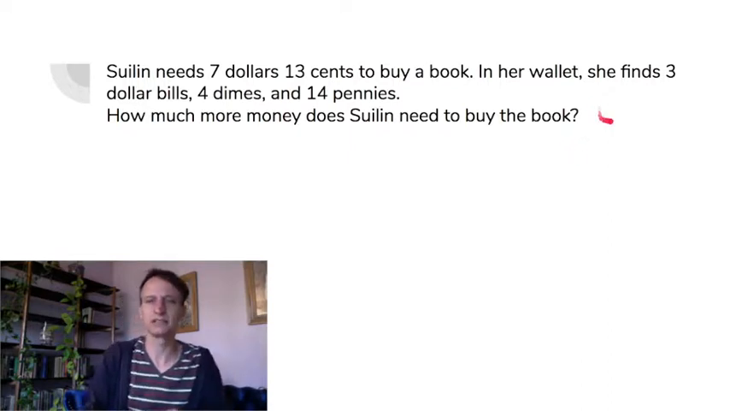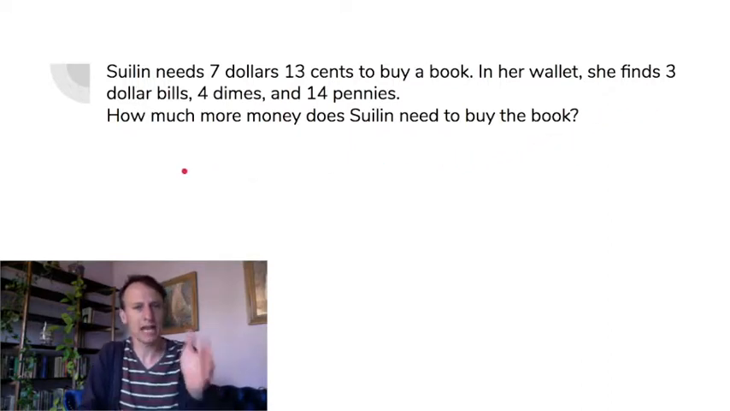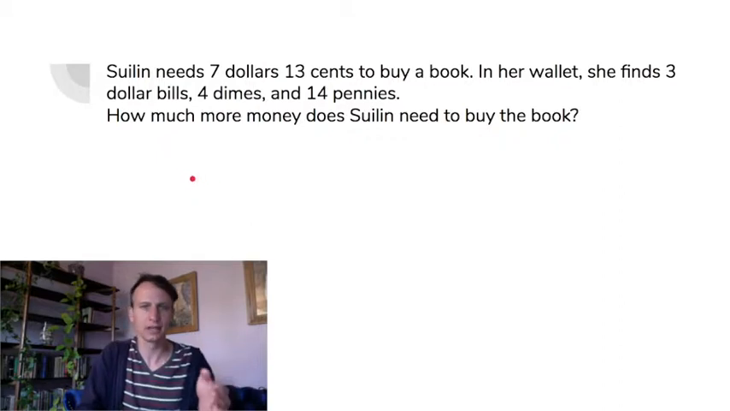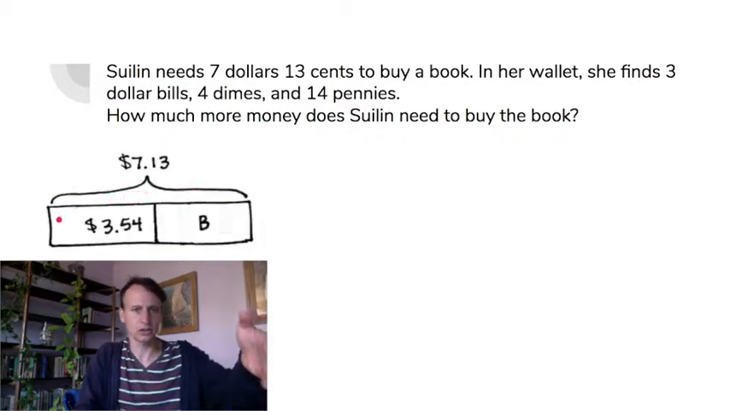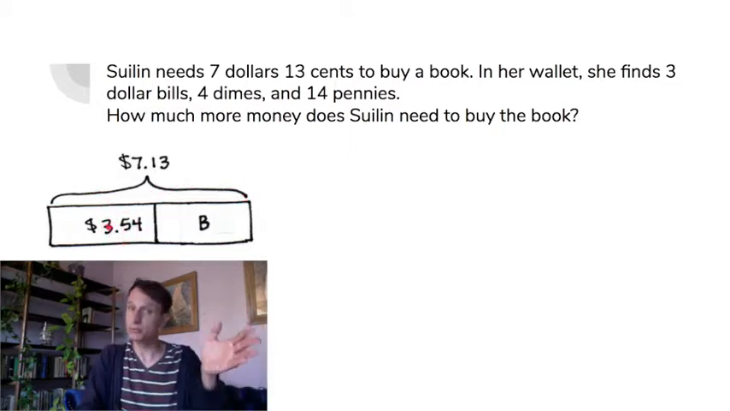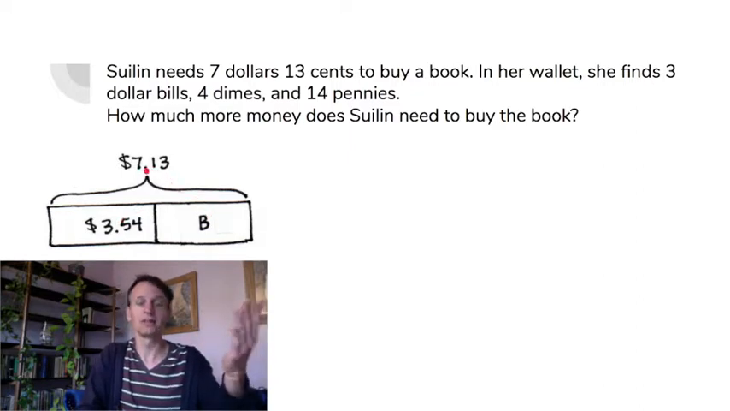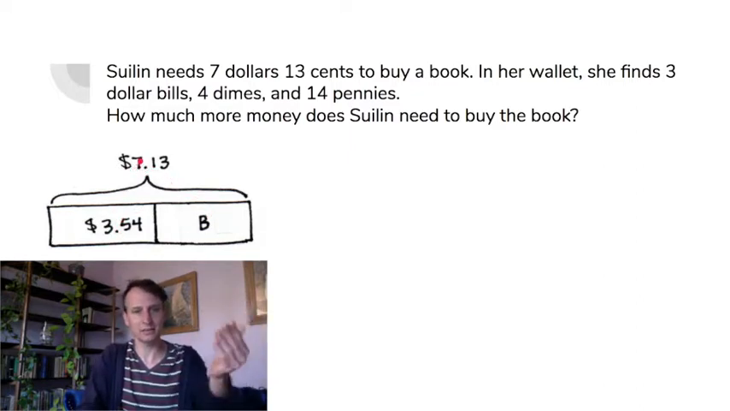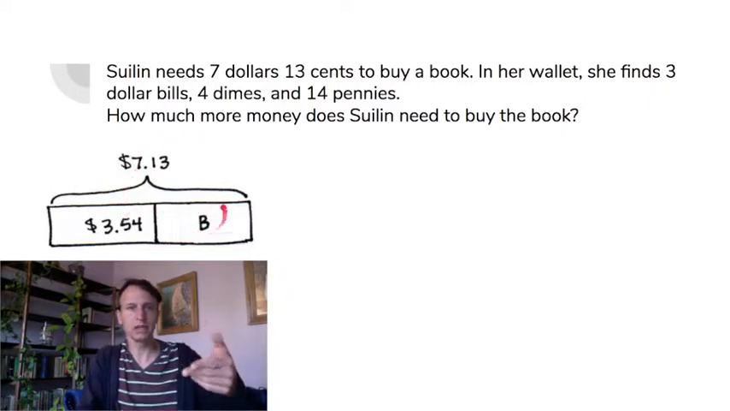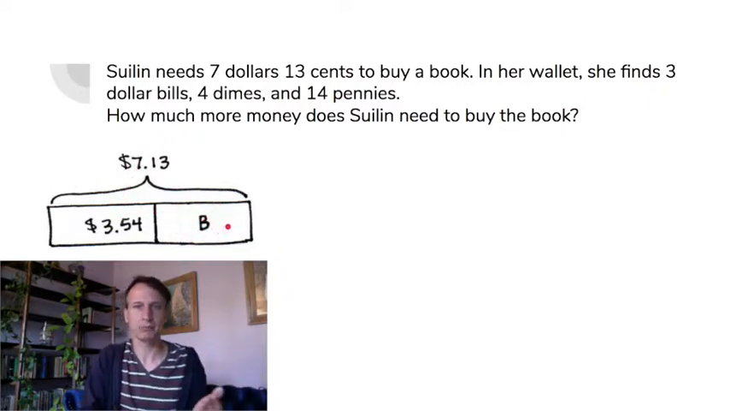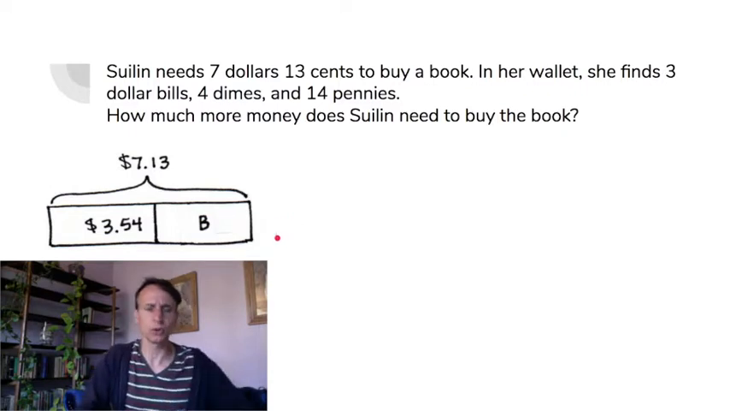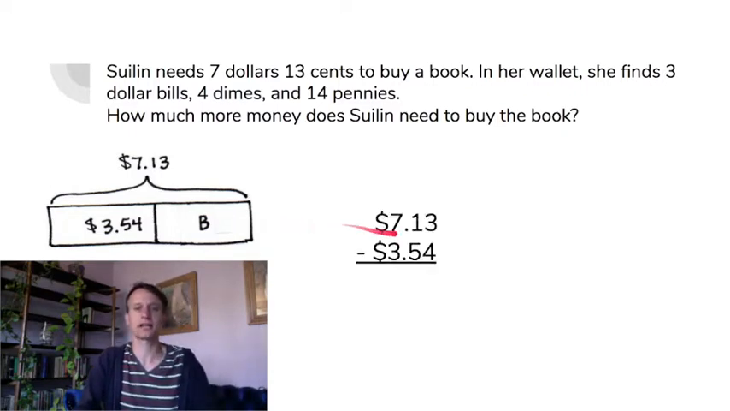All right, so let's look at this one. We know how much she has, and we know how much she needs. So there's the total in our tape diagram, is what she needs. This is the part she has. And remember, known part, unknown part, and we know the whole. That sets up subtraction, that this minus this will leave you with B, which of course is for buy book. Okay, so what are we doing? Right, I just said subtraction. So we're going to subtract here.